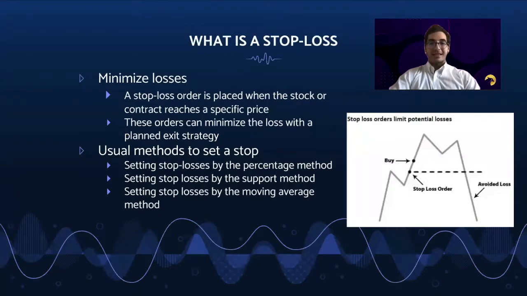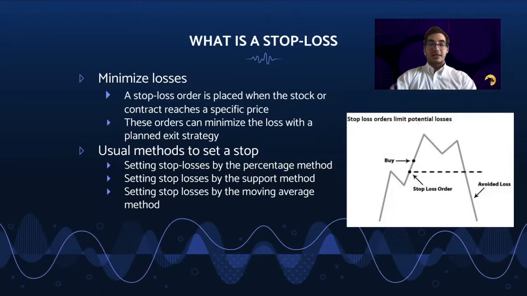A stop loss is an order that is placed with a broker to sell securities or contracts when they reach a specific price. These orders help minimize the loss an investor may incur in a security position. So if you set a stop loss order at 5% below the price at which you purchased the security or contract, your loss will be limited to 5%.